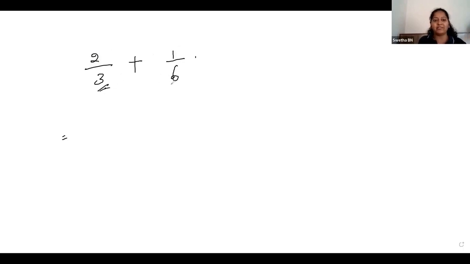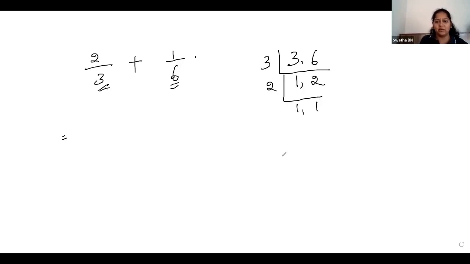But what are the denominators here? The denominators are different. There is 3, there is 6. When the denominators are different, you have to take the LCM. All of you know how to take LCM, right? Yes. So you have to divide by prime numbers. 3 1s, 3 2s. So again divide by 2. Here 1 is right as it is, children, and 1s. Now multiply the factors. I think you already know how to find LCM and all.